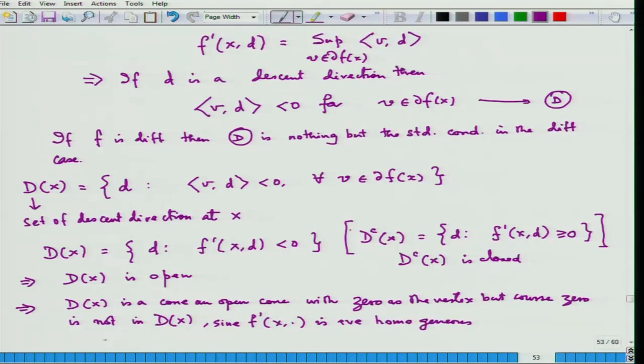That is, d element of D(x) would imply lambda d element of D(x) for all lambda greater than 0. But we should also remember that D(x) is an open, convex set also. So, what we have essentially is that D(x) is an open convex cone.